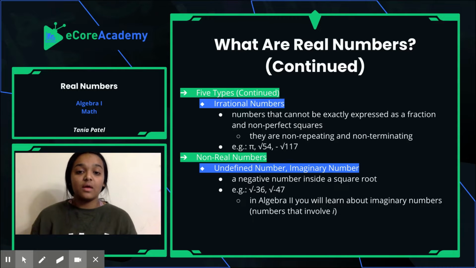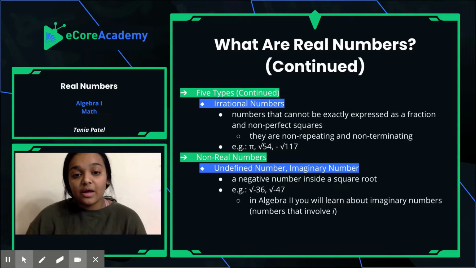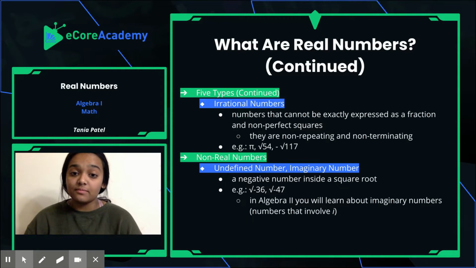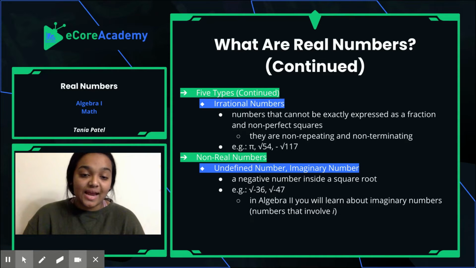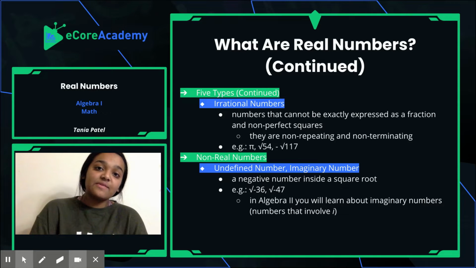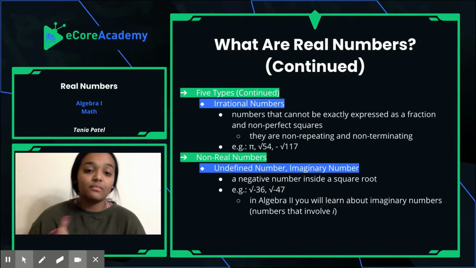So non-real numbers, if you remember from just a couple of minutes ago, I did say that if a fraction has a denominator of 0, that value will be undefined. Therefore, it will be a non-real number. Also, non-real numbers are basically just a negative number inside of a square root. So, for example, the square root of negative 36 is an undefined number. The square root of negative 47 is an undefined number.